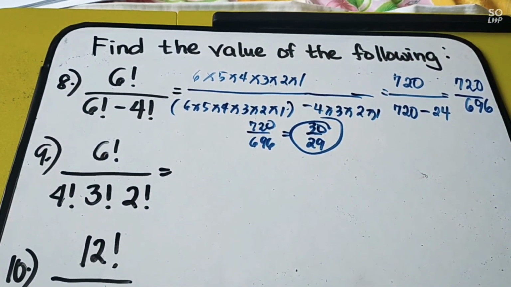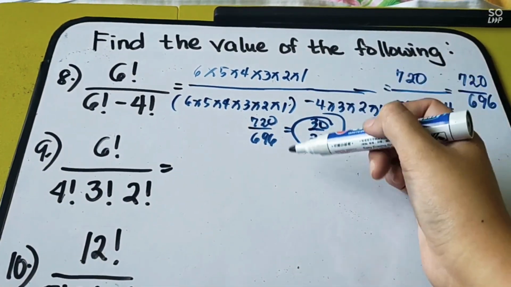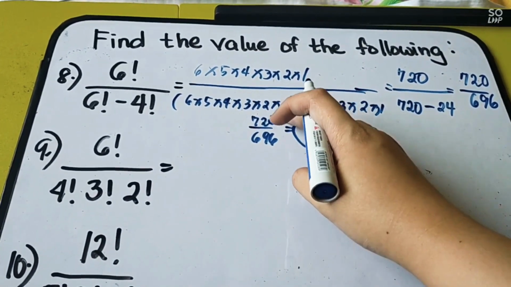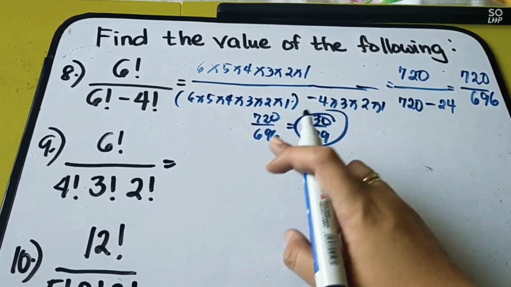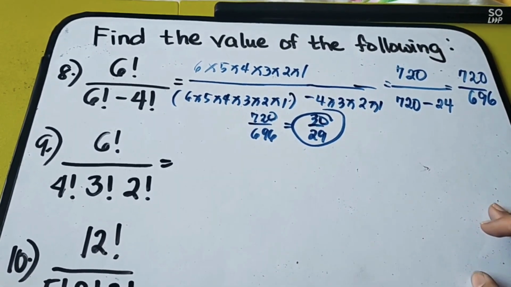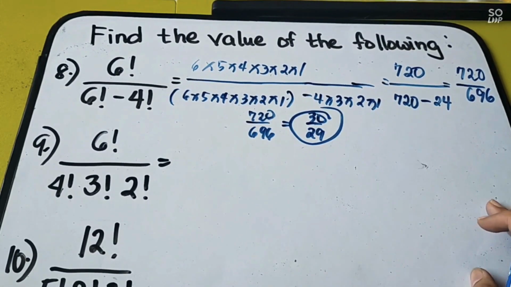Why 30 over 29? Because 720 and 696 are divisible by 24. So, if you divide 720 by 24, the answer is 30. Then, 696 by 24, the answer is 29. Is it clear? Now, let us have number 9.